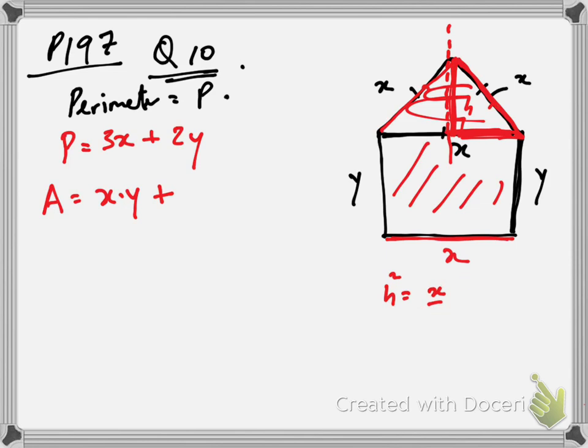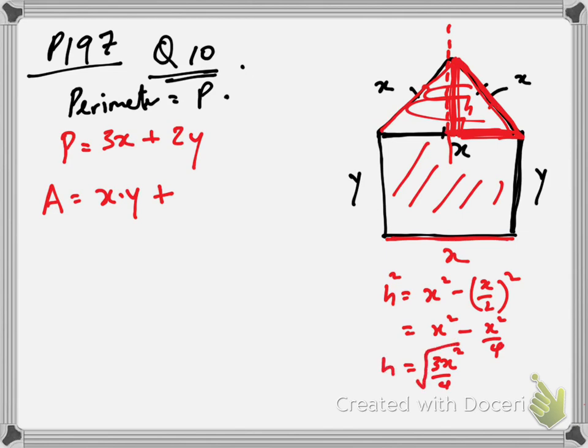Oh, sorry. Actually, it's the shorter side, right? This is the shorter side. So it'll be that minus. It'll be x squared minus x over 2 squared. So if you simplify, you end up with x squared minus x squared over 4. So that'll be 1 minus a quarter, which is 3 quarters. So the square root of 3x squared over 4 would be equal to h.